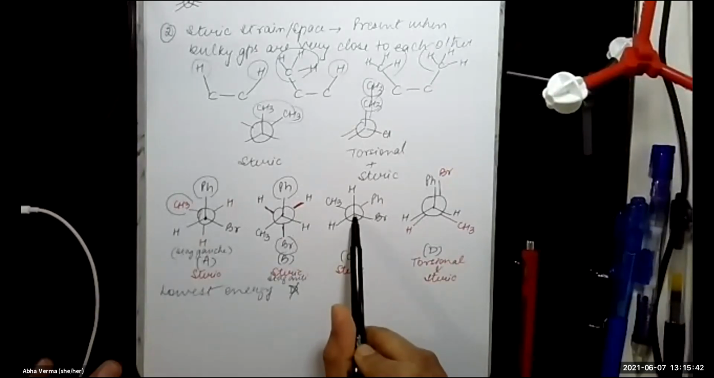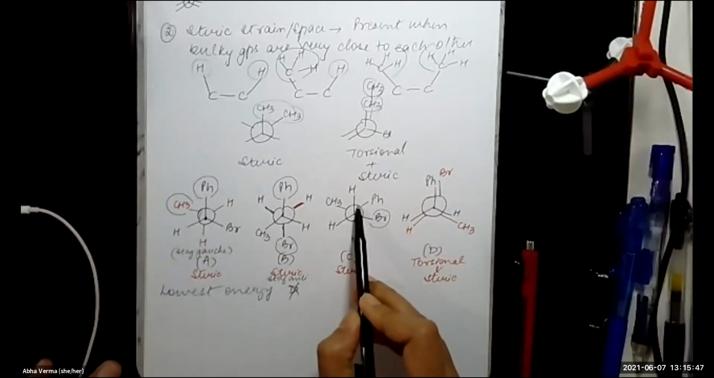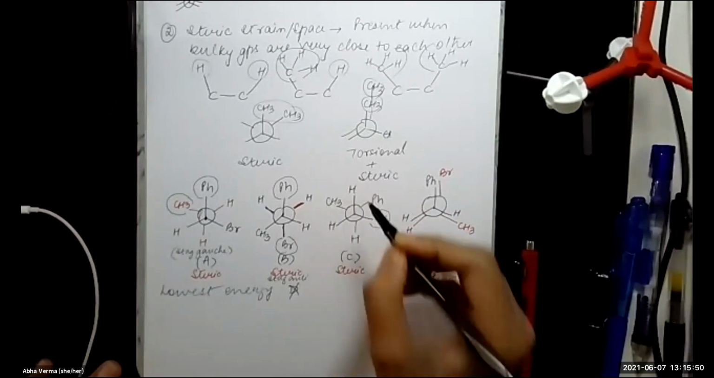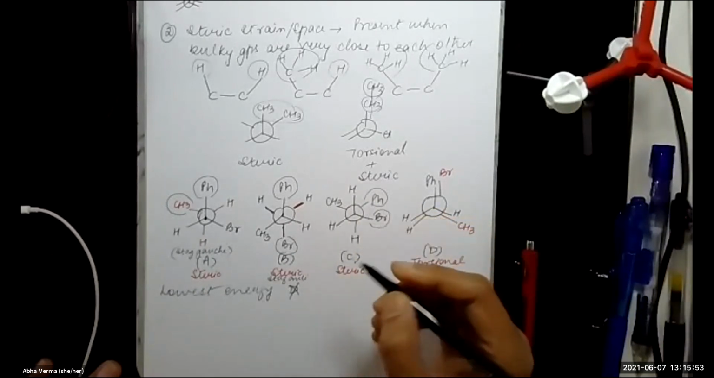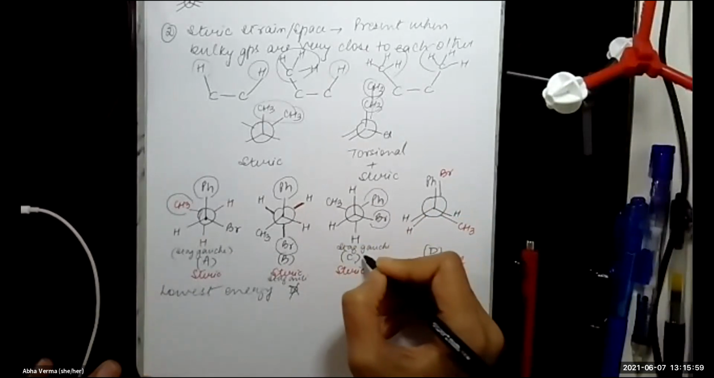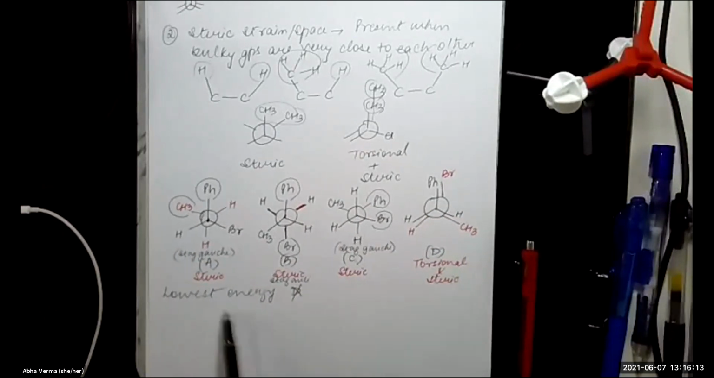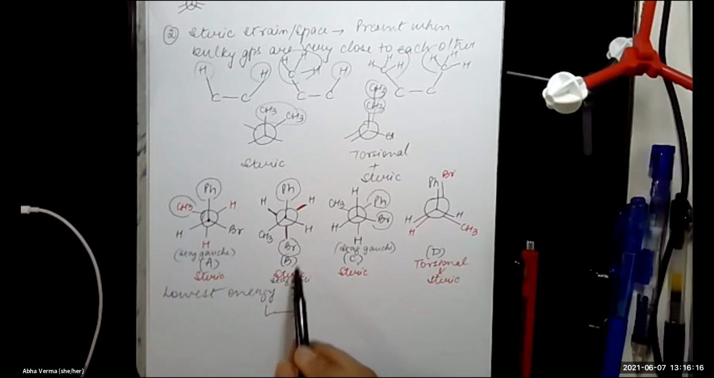On my structure C, on my front carbon, my bulkiest group is Br. And on my back carbon, the bulkiest group is Ph. And so my bulkiest groups are staggered gauche. And from our information from a few minutes ago, butane, when it is gauche, will have a higher energy. Butane, when it is anti, has the lowest energy. So among all of these four structures, the lowest energy will be for our structure B.